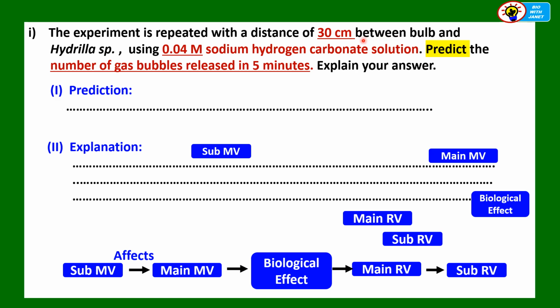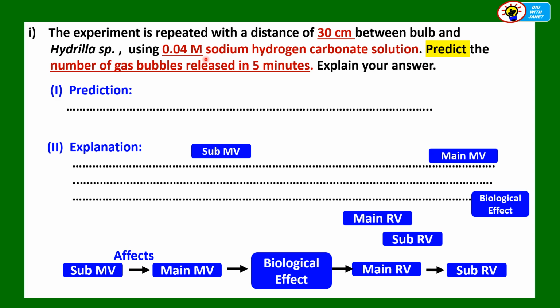Yes, it is the light intensity, okay? Because in the original experiment, you must compare to the original experiment that you did. In the original experiment, the distance was 10 cm between bulb and Hydrilla species. Now it's increased to 30 cm. So what happens to the light intensity? Will it increase or decrease? Yes, it will decrease because now the bulb is further away from the Hydrilla species. So the light intensity decreases.